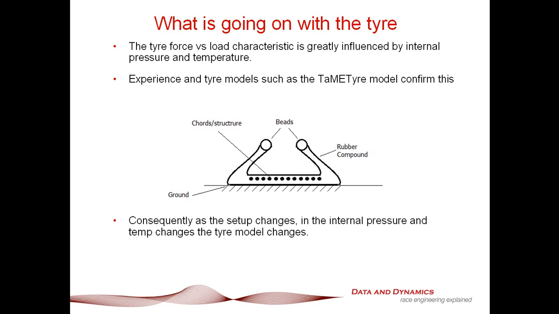And if we take a look at that, we've got a simple schematic of our tire. We've got cords versus structure. We've got the rubber compound. And as you can see, the internal tire pressure and internal temperature is going to have an impact on what the coefficient of friction is doing, and also it's going to affect things like your contact patch length variation and the knock-on effects that's going to have. So consequently, as you start making tire setup changes, you're going to also influence those internal tire pressures and temperatures, and that in turn is going to have a knock-on effect on things like your tire model, in particular the traction circle radius versus load characteristic.